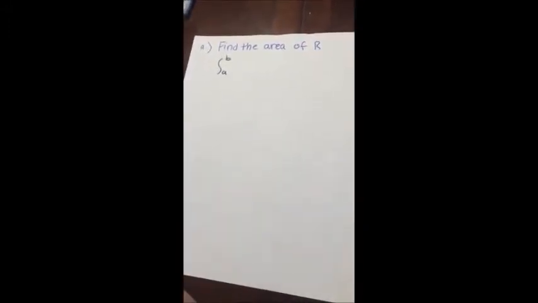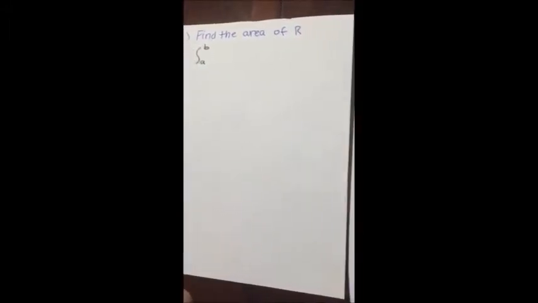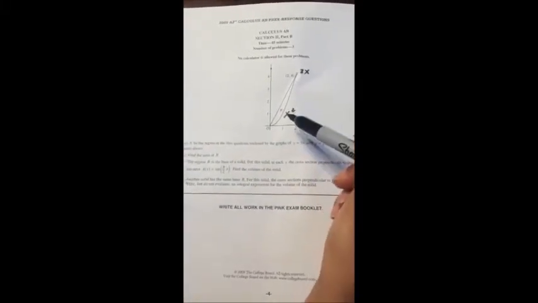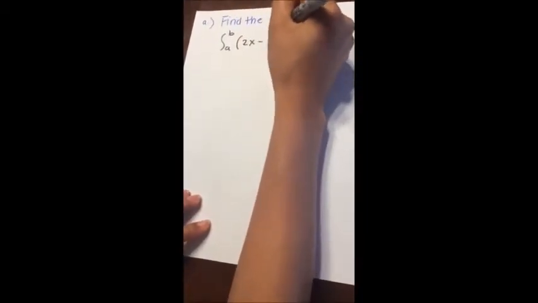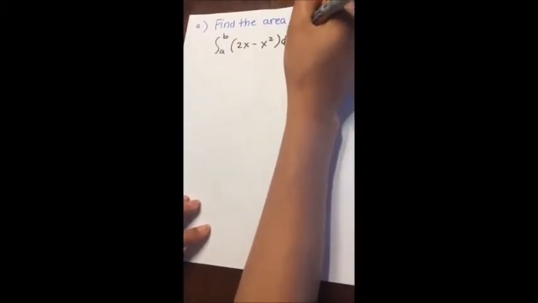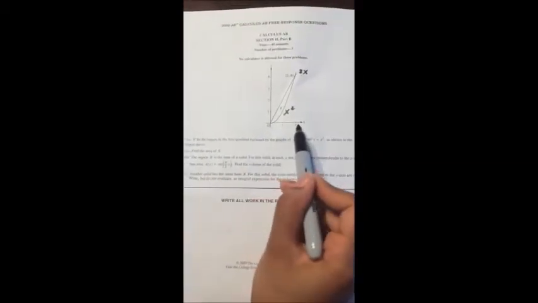Part A asks to find the area of R. This part is pretty simple. All you have to do is take the integral from a to b of the top curve minus the bottom curve. As you can see on the graph, the top curve is 2x and the bottom curve is x squared. So it's the integral from a to b of 2x minus x squared dx. We know that our limits are 0 to 2, looking at the x-axis.